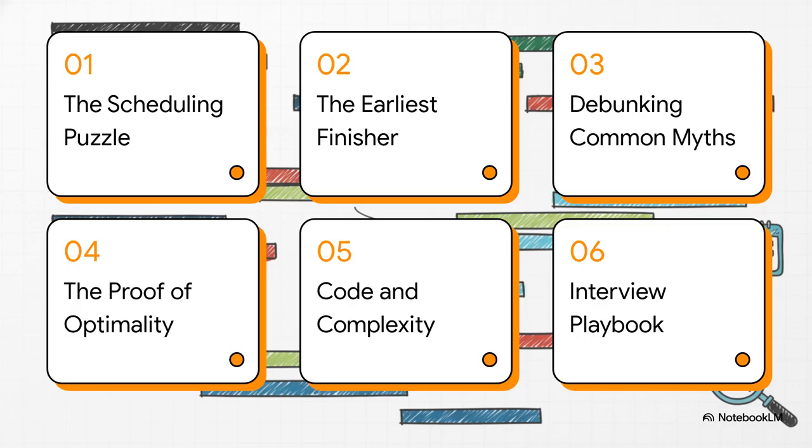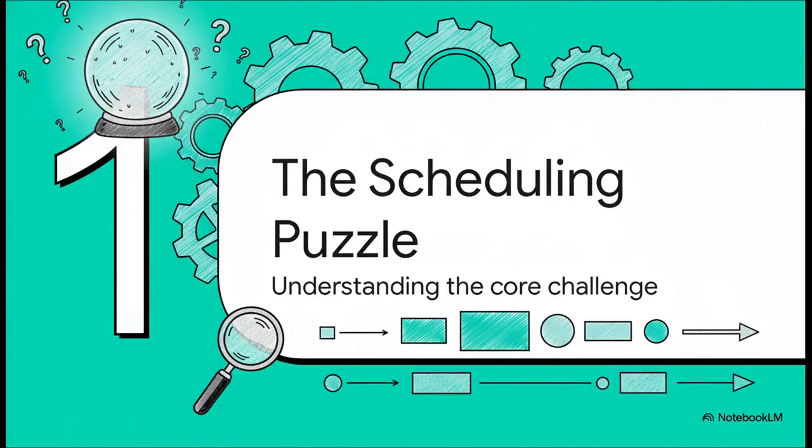Here's our game plan for figuring that out. First, we'll unpack the puzzle itself. Then, we'll reveal the secret weapon, the earliest finisher rule. We'll also bust some common myths about how to solve this, prove why our way is guaranteed to be the best, and then dive into the code and its complexity. And we'll wrap it all up with a simple playbook so you can absolutely ace this question if it comes your way.